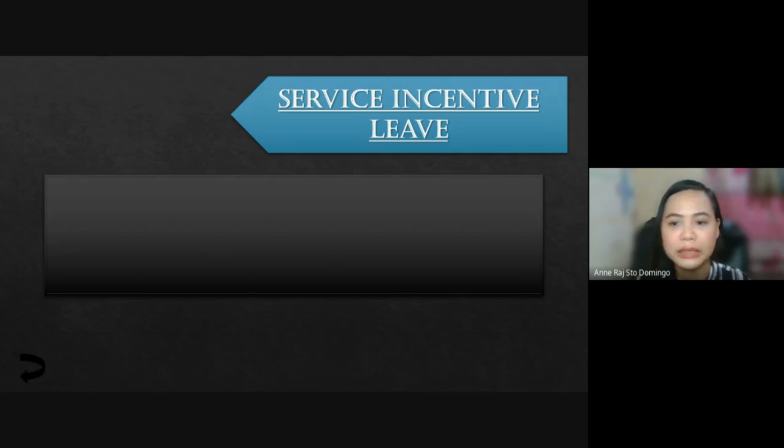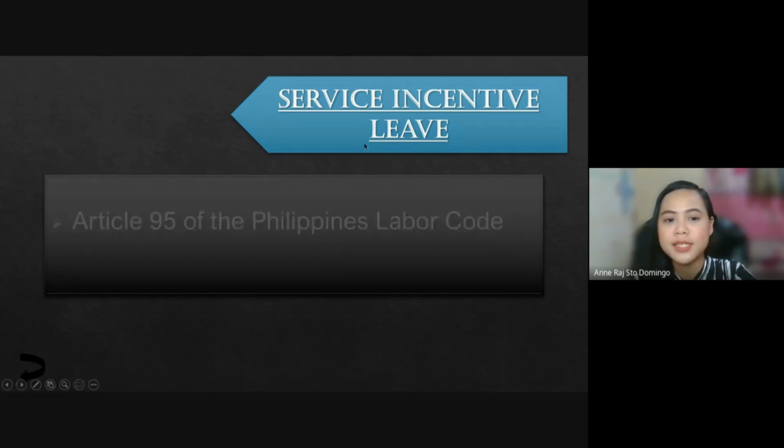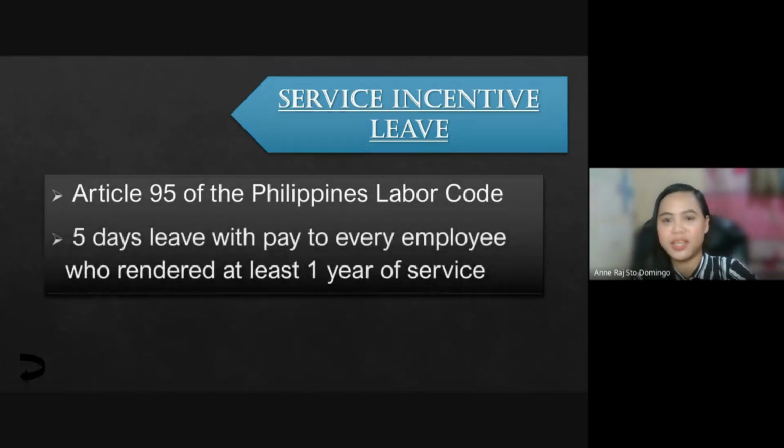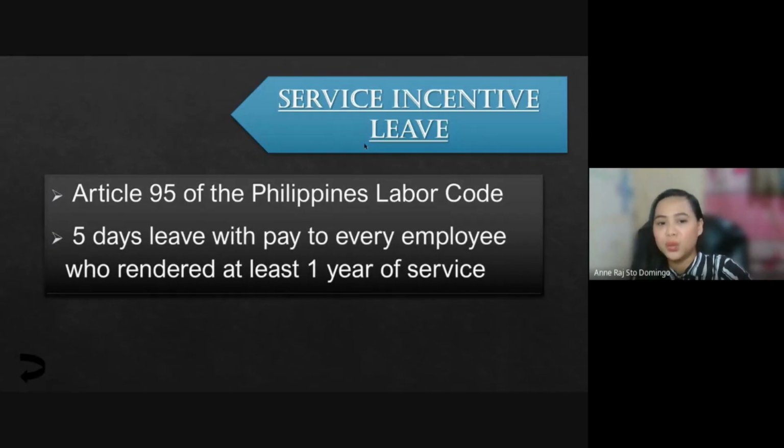Anyone who has an idea? So this service incentive leave is under the law, which is Article 95 of the Philippines Labor Code. Every employee who rendered at least 1 year of service should be given 5 days leave. Ayan, meron tayong 5 days leave kapag nakaisang taon ka. So this is what we call the service incentive leaves.